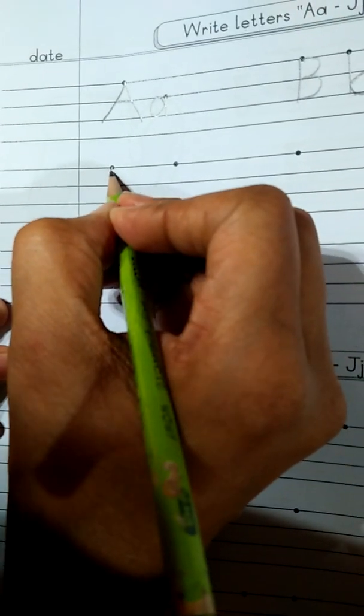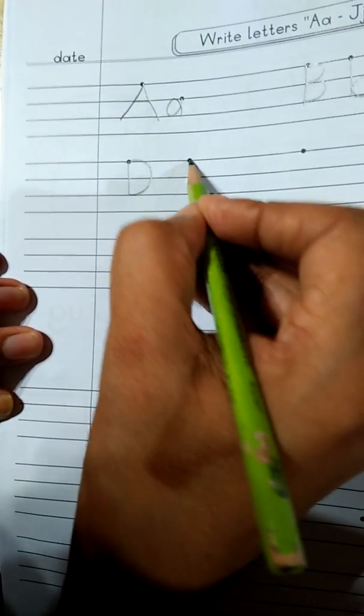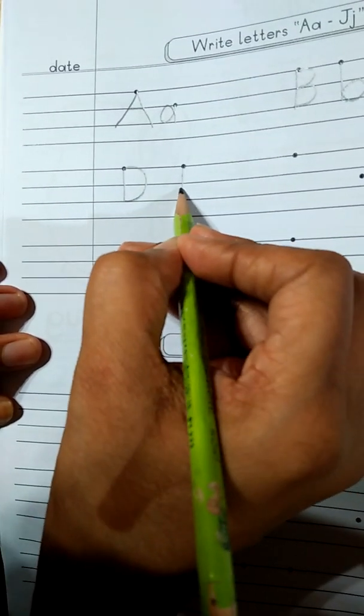The next letter D. This is the starting point. We use upper three lines again, capital D, and use semicircle and join with it. Capital D and small d. Put the pencil here, go straight and put the pencil in the middle.